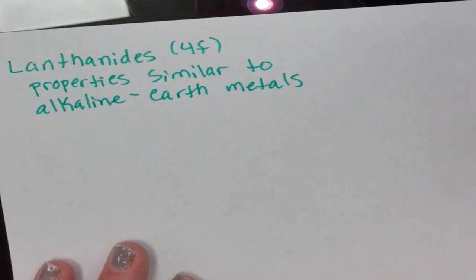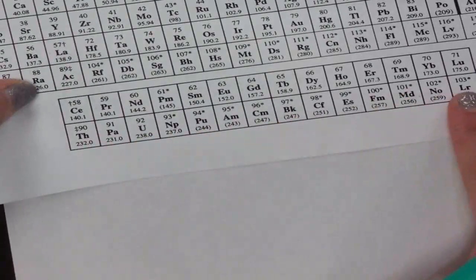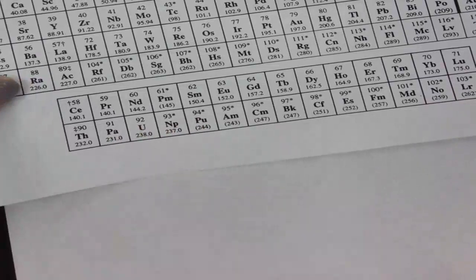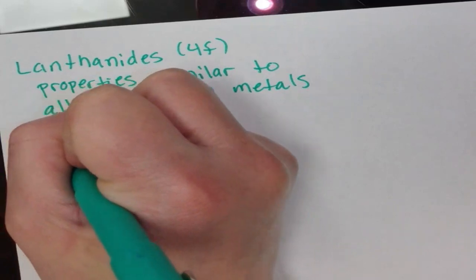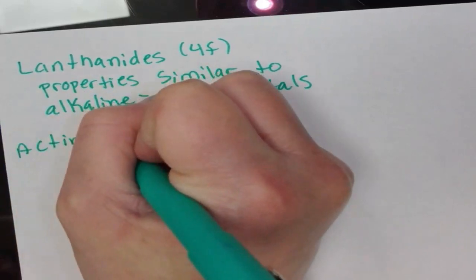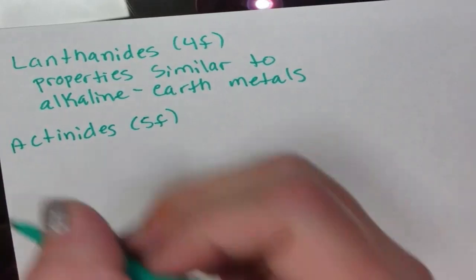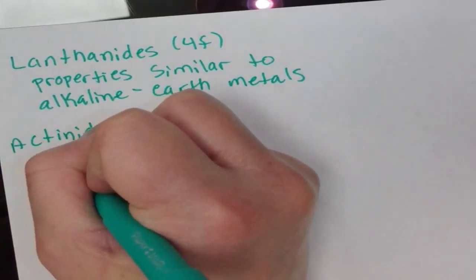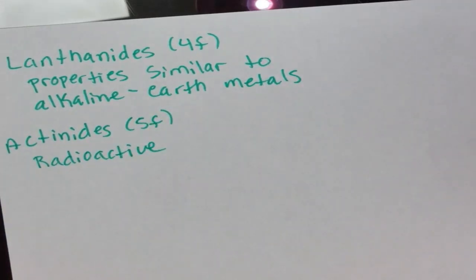All right, what about this bottom row? This bottom row is the 5f row, and we call those the actinides. And these are radioactive. Now, there are other elements that are not actinides which are radioactive, but the actinides, for the most part, are the majority of the radioactive elements.